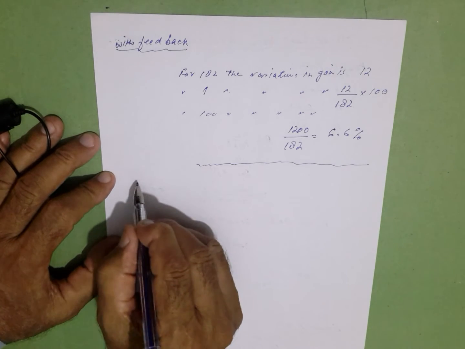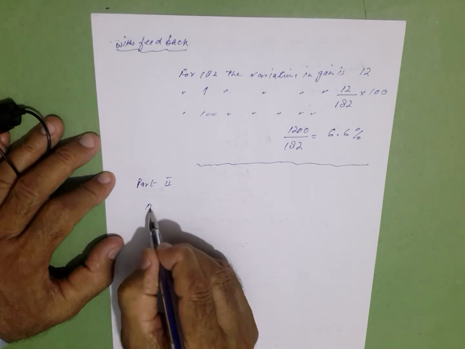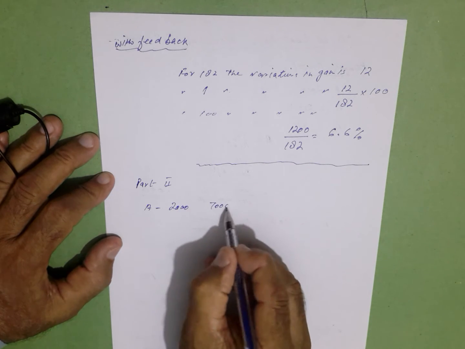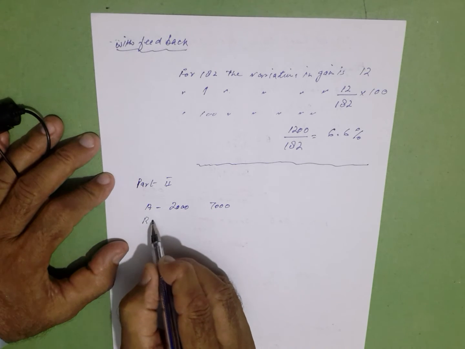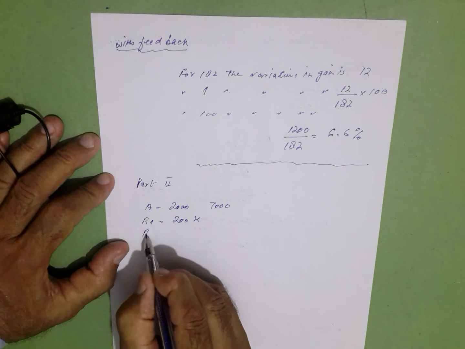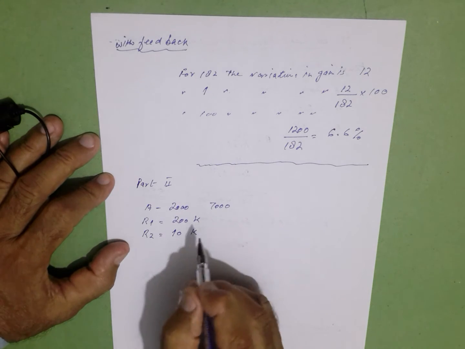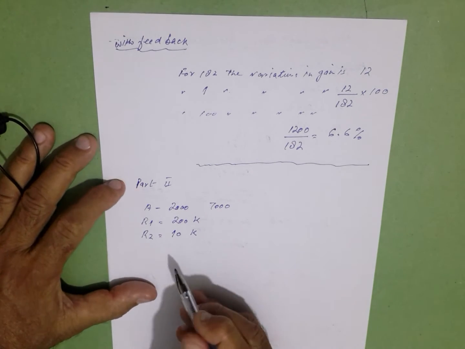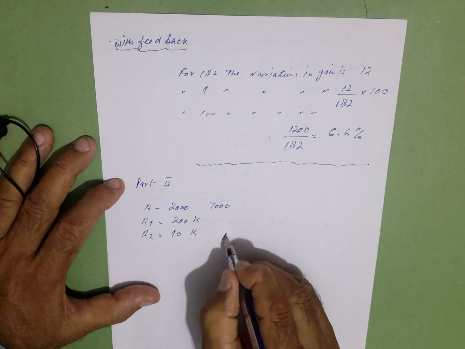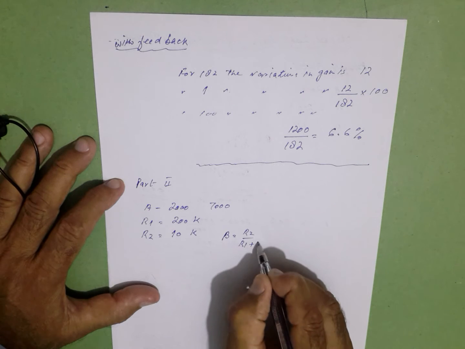Now let us solve part 2. A is 2000, which varies to 7000. R1 is 200K, but this time R2 has increased 10 times, from 1K to 10K. The feedback voltage is going to increase. Let us find out beta for this, which is R2 over R1 plus R2.